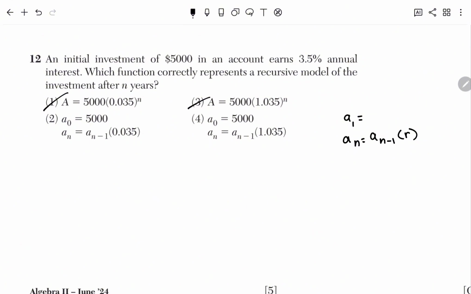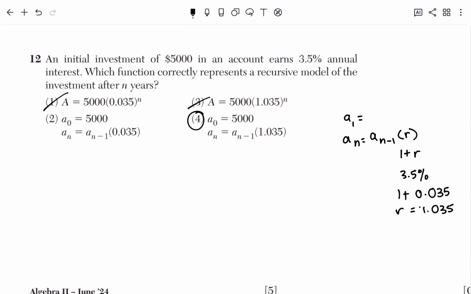I wanted to give you guys a reminder. When you have annual interest, or anything that is earning interest, it's always going to be 1 plus the rate that you have. Because it says it earns a 3.5% annual interest, you're doing 1 plus 0.035 to get an r of 1.035. So out of answer choice 2 and 4, the correct answer is going to be 4 because it includes that 1 plus. Whenever you do anything that has interest, it's always going to be 1 plus whatever you're doing. And same thing with exponentials.